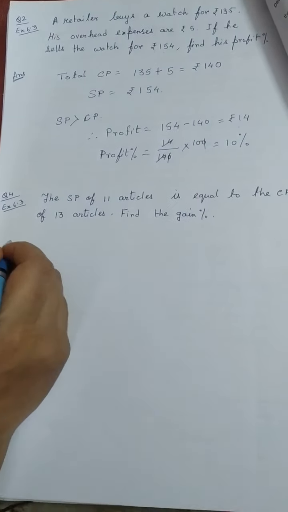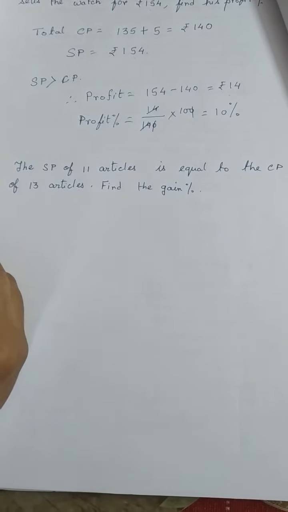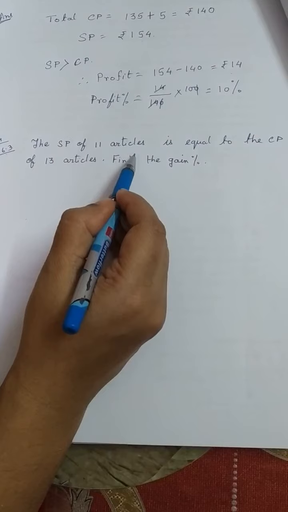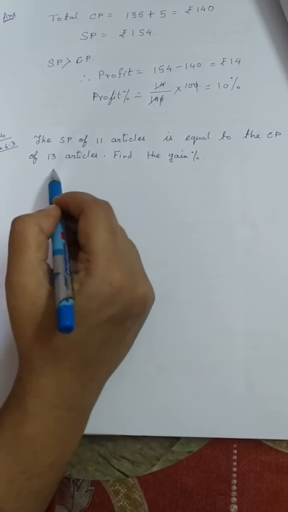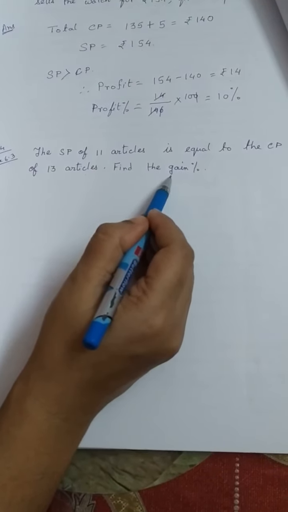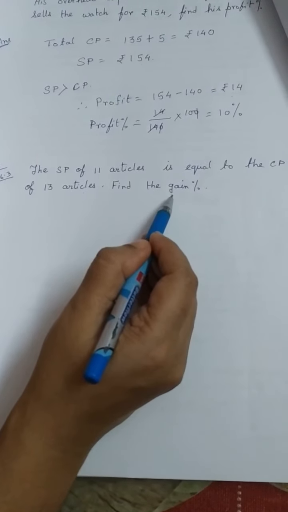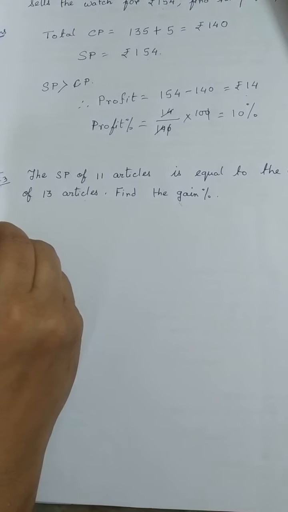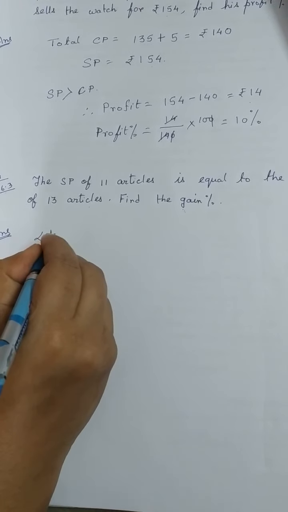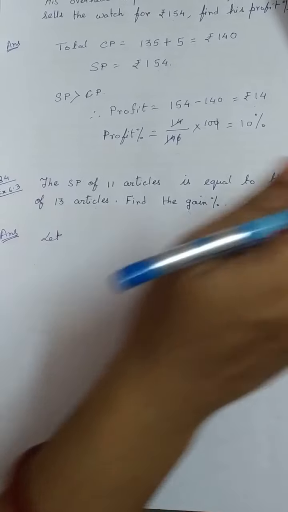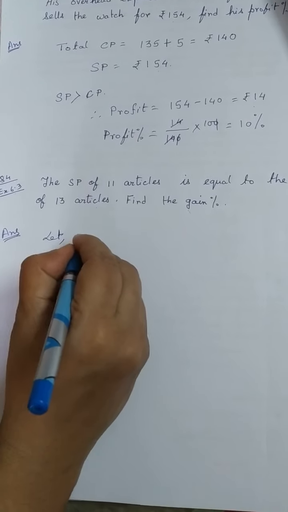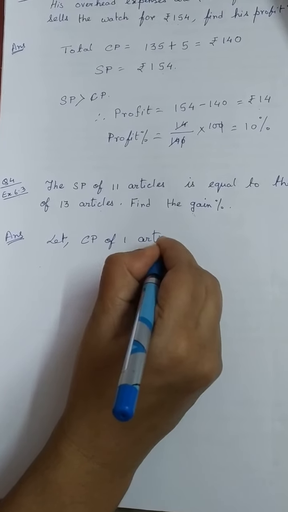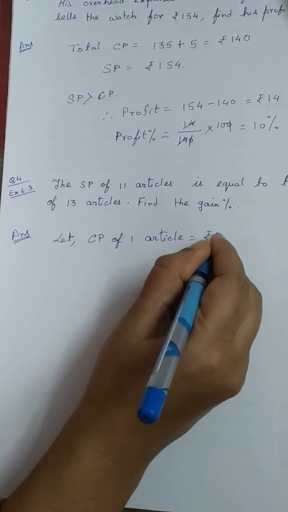Now another important type of question, that is question number 4 of exercise 6.3. The selling price of 11 articles is equal to the cost price of 13 articles. Find the gain percent. So here, the price of each article is not given, nothing is given. Only one relation is given. So we are assuming. Let's start with 1. Whenever you assume, you take 1. Let the cost price of one article be rupees 1.